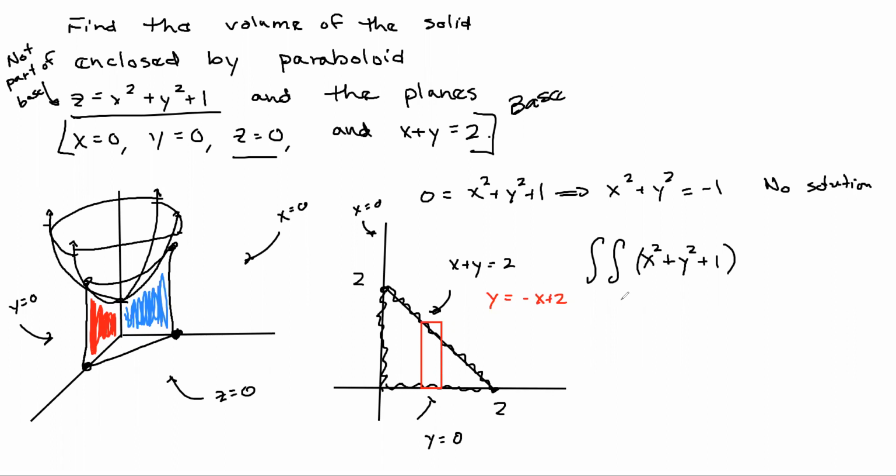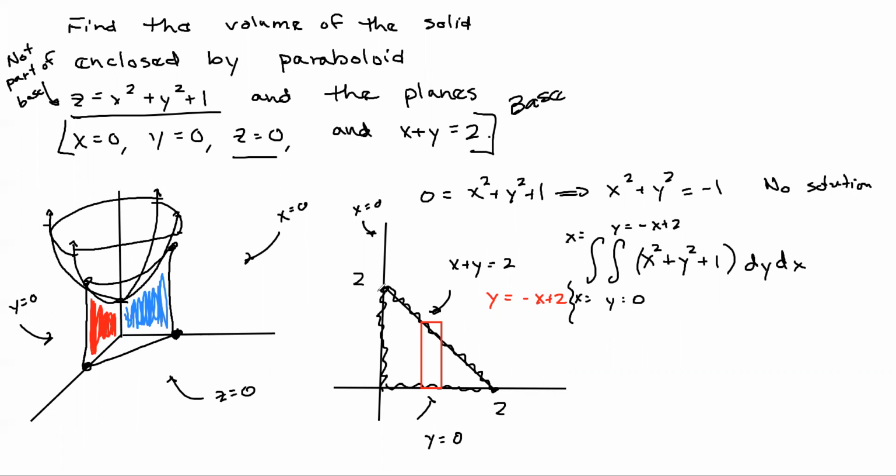I intentionally left it unspecified so that I could fill it in. If we're doing type 1 here, that would be dy dx, and that means we have y equals to y equals, and x equals to x equals. So what's our y equals going to be? When we're doing type 1, it goes from the bottom of the base to the top of the base. So that's from y equals 0, the bottom of the base, to y equals negative x plus 2, the top of the base.